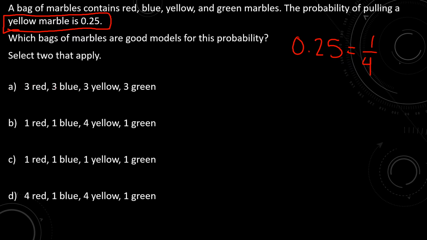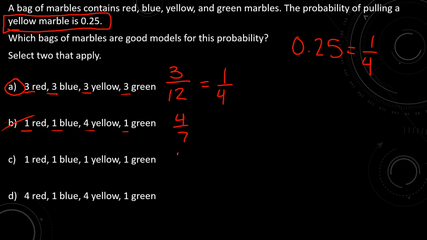For A here, I have 3 yellow, and remember that needs to go over the total. So I have 3 plus 3 plus 3 plus 3, which is 12. That simplifies to 1/4. And again, you can always simplify your fractions in Desmos if you would like. Here I have 4 yellow, and I have 1 plus 4 plus 1. Remember, I'm adding these colors here to get my total, which is my denominator, and that is 7. Well, 4 over 7 is not going to simplify to 1/4.